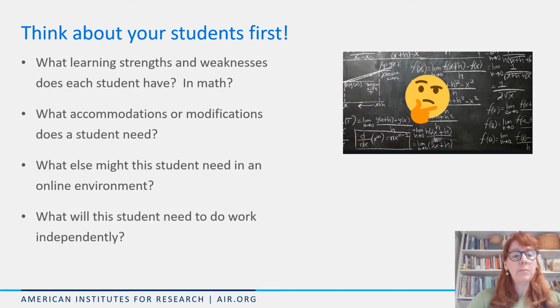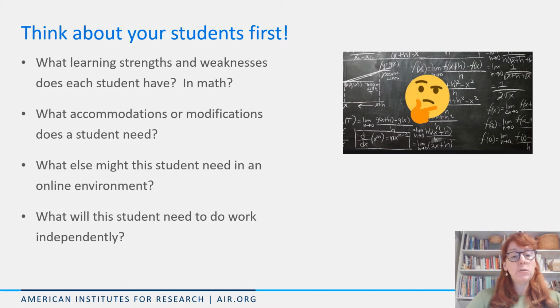Also consider any modifications or accommodations each student needs. You've been using these throughout the year to the point that in your regular classroom, you probably didn't have to think too much about this. But now we need to map those accommodations or modifications to virtual support. For each student, write down anything you feel might need to be considered when working in an online environment.